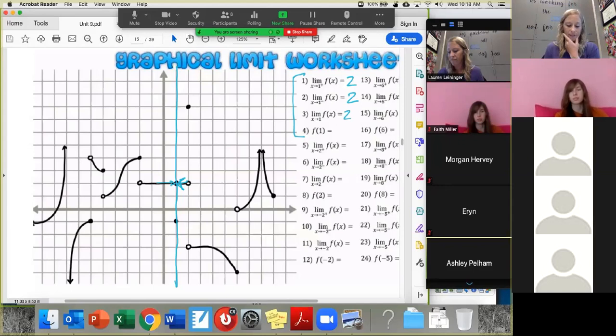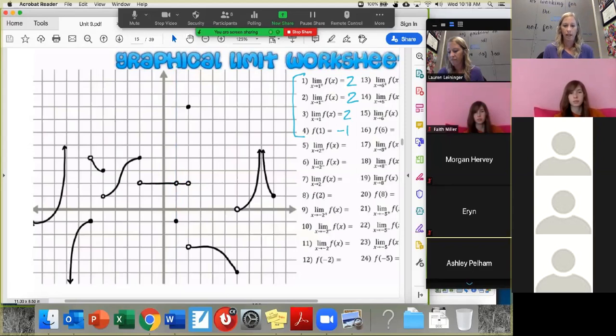Now, what is the difference in question 4? Question 4 is asking me what is the function value. So that's where I'm looking at 1. What is the function value at 1? -1. So using these 4 numbers, I can tell whether my function is continuous or not.